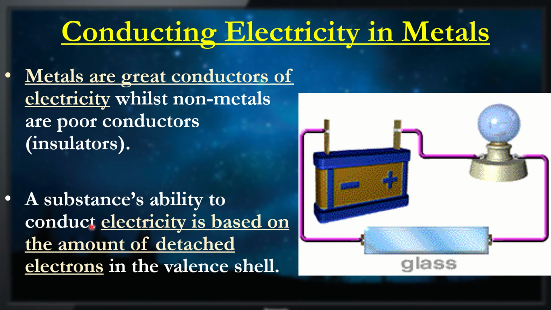A substance's ability to conduct electricity is based on the amount of detached electrons in the valence shell. So this might be of use for some of the chemists. Now you know that the valence shell is essentially the outermost shell of electrons in an atom. So the more easily displaced those electrons are in that valence shell, the more likely it will be used in a conductive pathway.